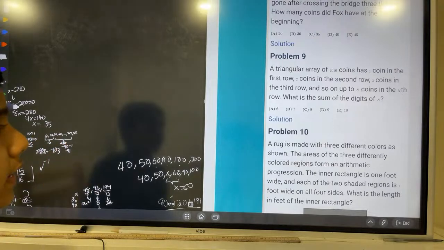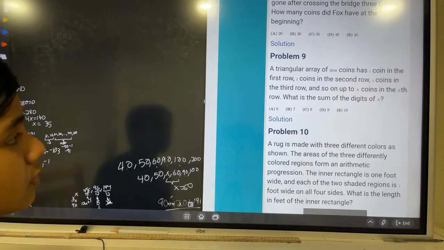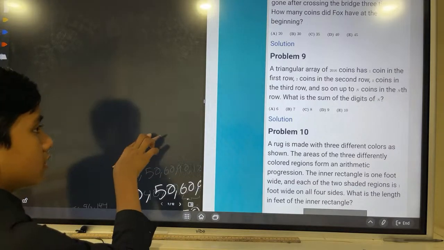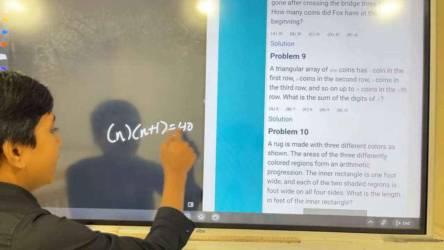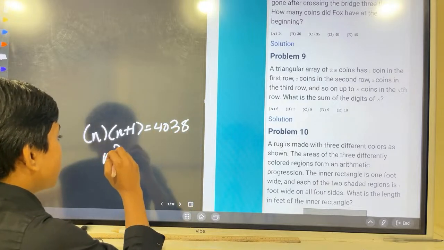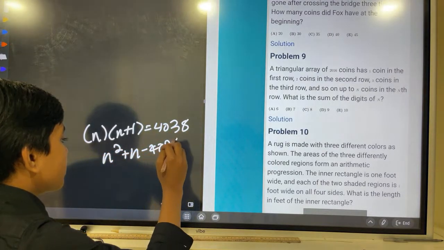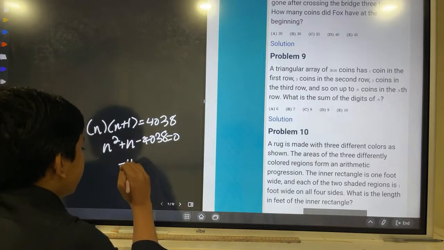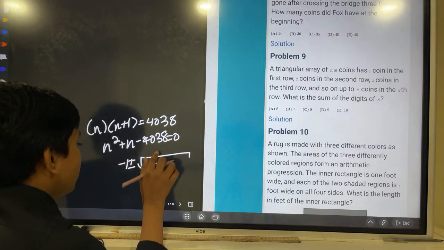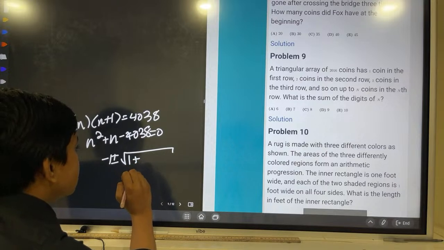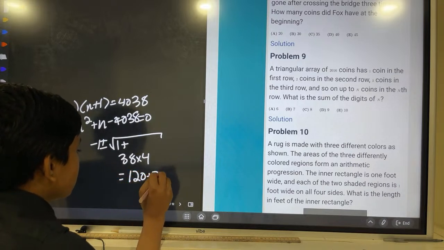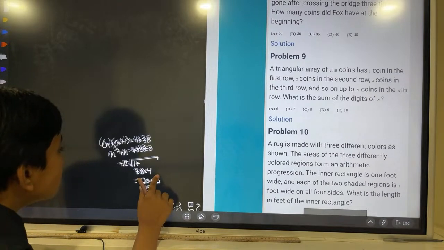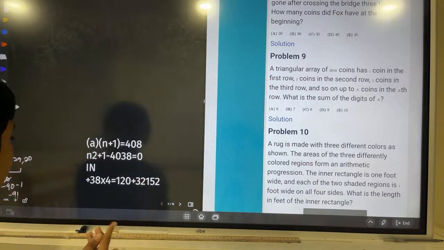A triangular array. 2016 coins out of 1 coin. Okay. So isn't it just a triangular number? Okay, so apparently n times n plus 1 is equal to 4038. So n squared plus n minus 4038 is 0. This is definitely not the best way to solve this.